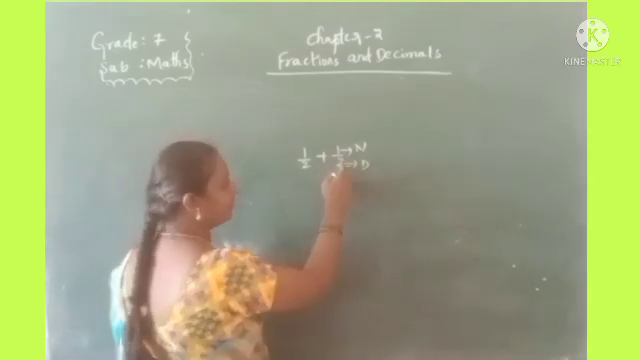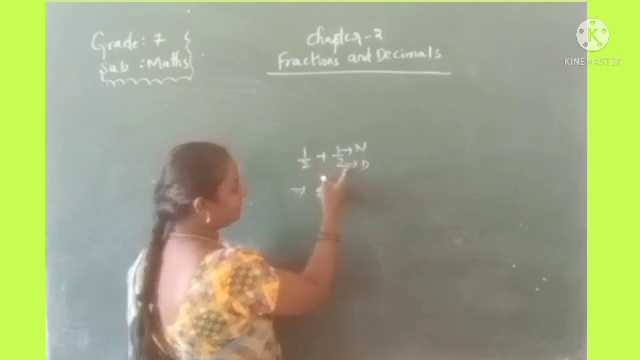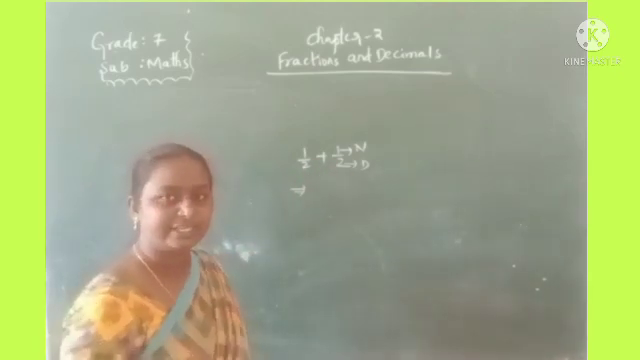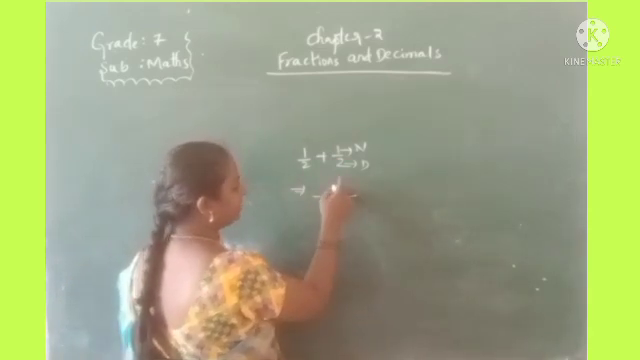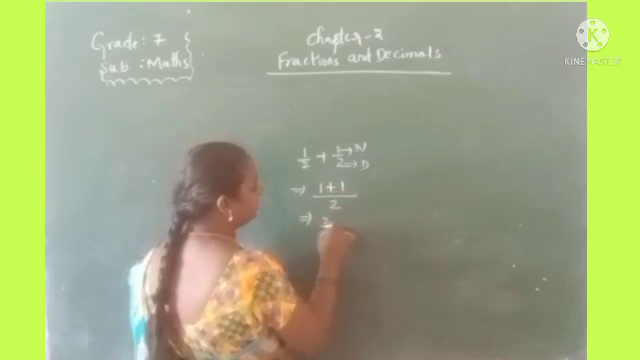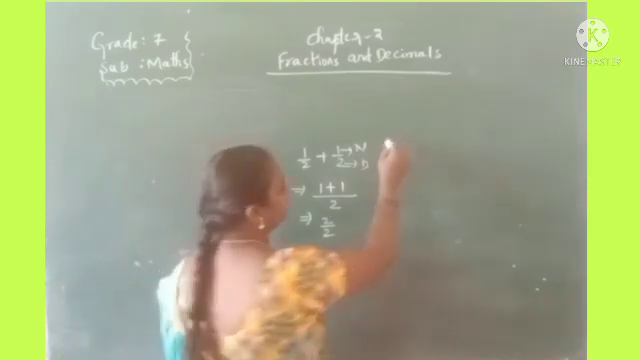And see here, 1 by 2, 1 by 2, two proper fractions. How to add? First of all, check the denominators. If the denominators are the same, we can directly add these two fractions. The LCM of 2 and 2 is 2, and add the numerators. So you will get 2 by 2. It is very easy.